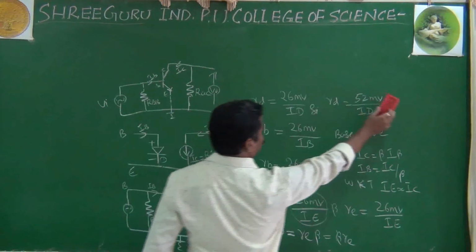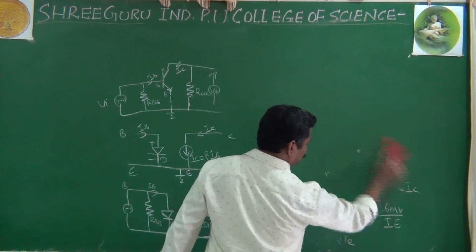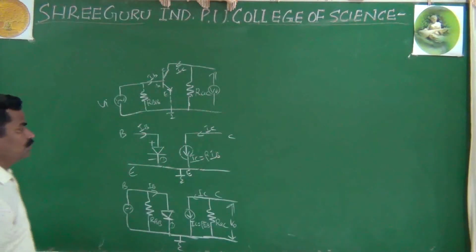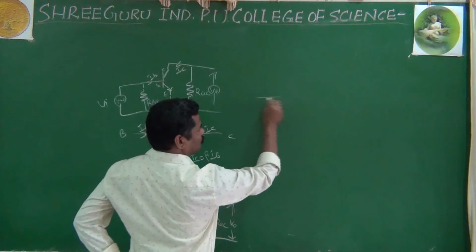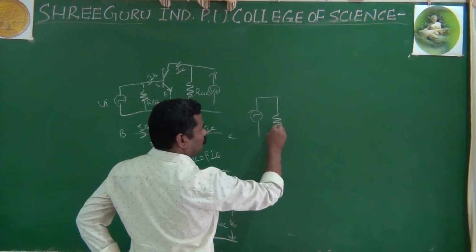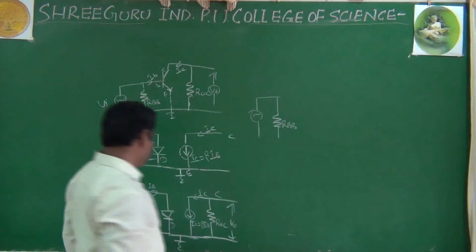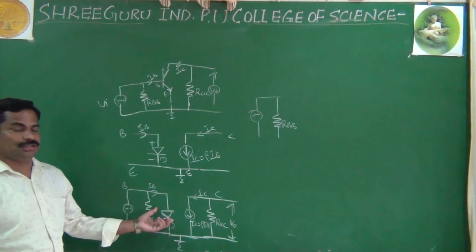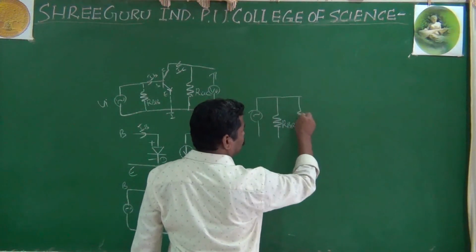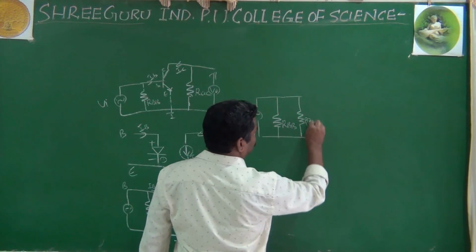I will rub this out, because it is very simple to understand. Now we can further simplify the diagram. Here we are applying the input signal as it is, and also an equivalent RBB. Now in place of this diode, you can write beta into RE dash, which is nothing but beta into RE.